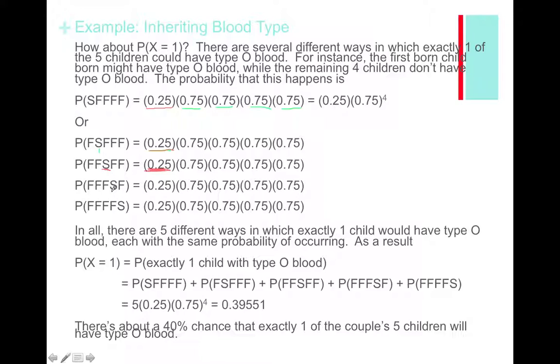Or the first three would not have type O, and the fourth one would have type O. Again, 1 probability of a success times 4 probability that it's a fail. And then finally, the last of the 5 children could have type O, where the first 4 didn't, and it would still be the 1 success times 4 fails, okay? In all of these, there are 5 different ways in which exactly 1 child would have type O blood, each with the same probability of occurring, okay?